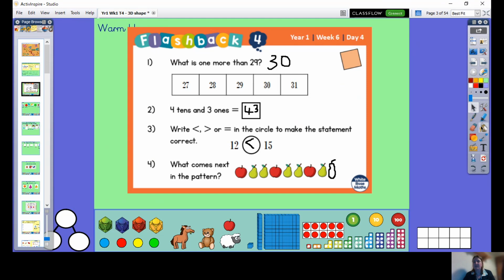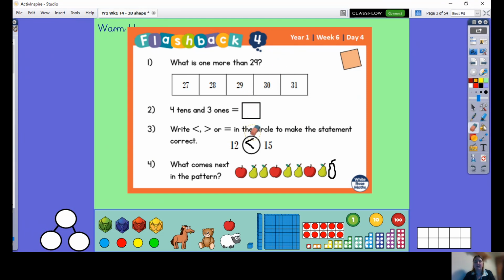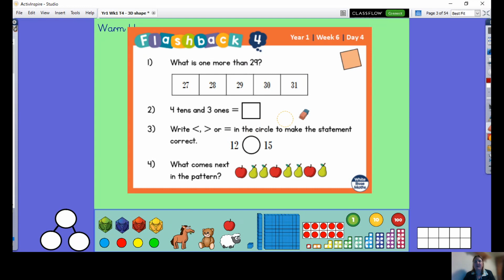So let's just very quickly, I'm going to rub those off. We're very quickly going to have a little go at these. So here, see if you can work out what is 1 more than 29. Got a number track there. What is 4 10s and 3 1s? You've got to use these symbols. So remember, this is smaller than, less than, more than, greater than, or the same as, comparing these two numbers, and then looking at this pattern, what comes next. So pause the video here and have a little go at that.